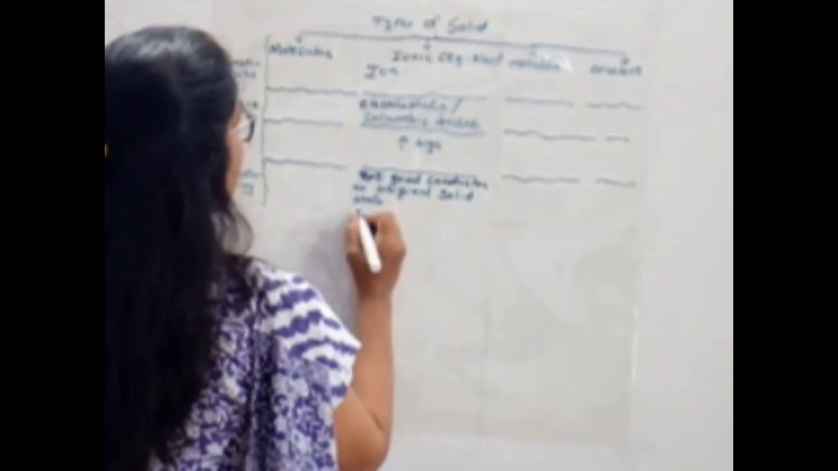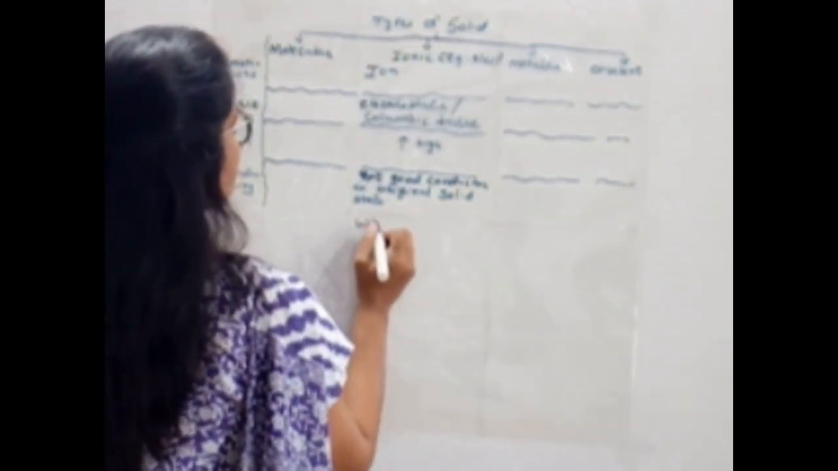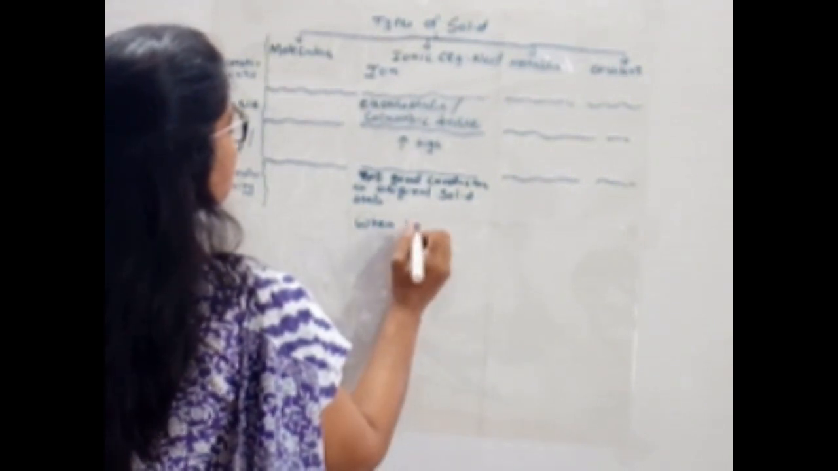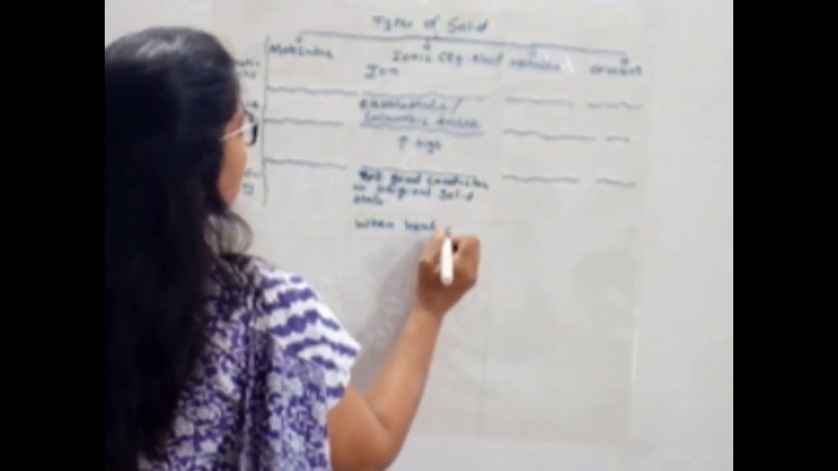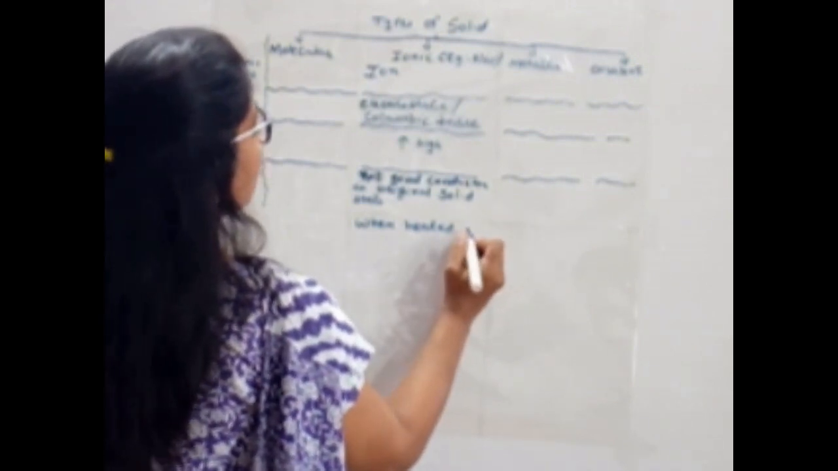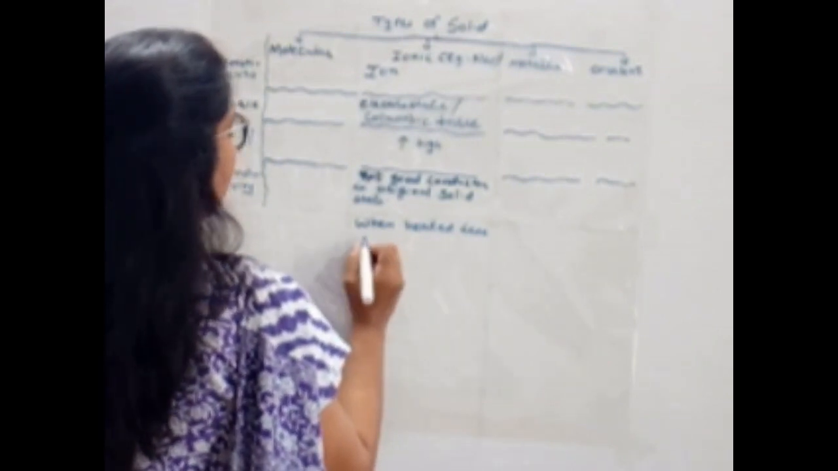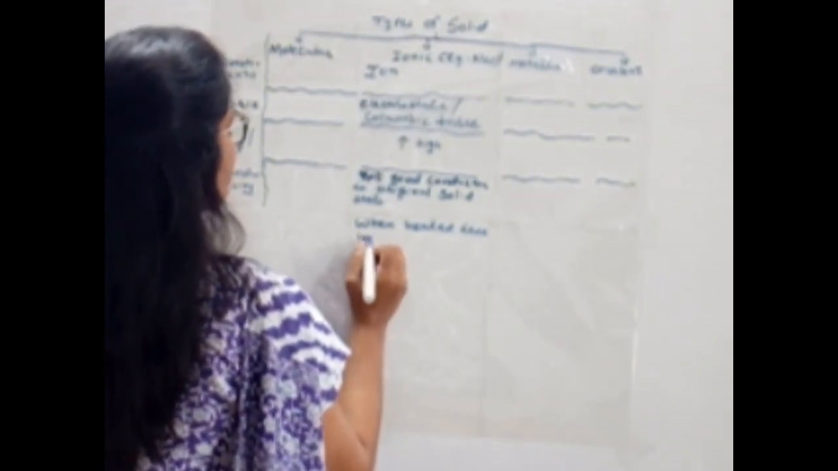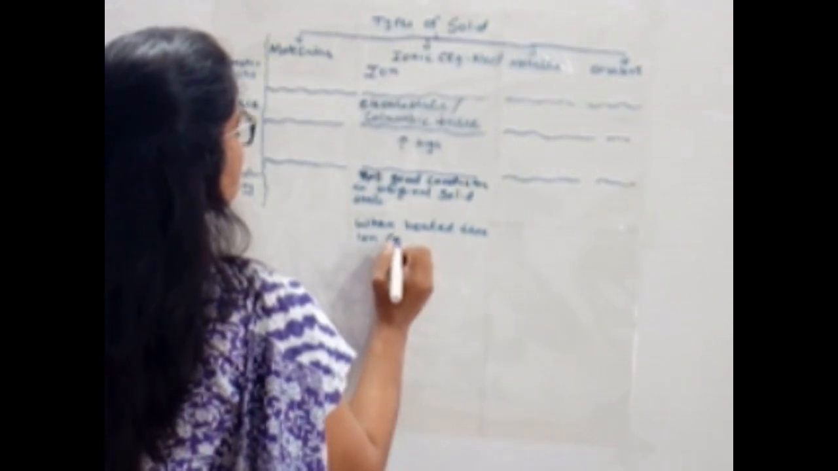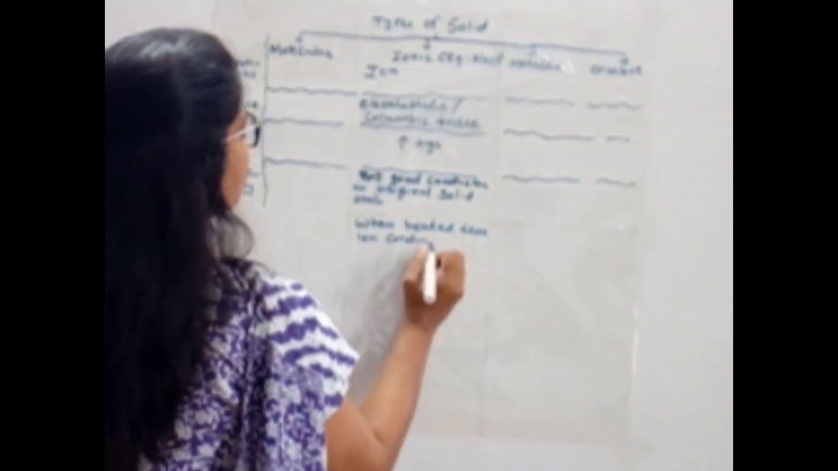But there are some exceptions. So when do they show it? Ionic solids are good conductors also, but in which form? When they are heated. Students, write along with me. When they are heated, the free ions conduct electricity.